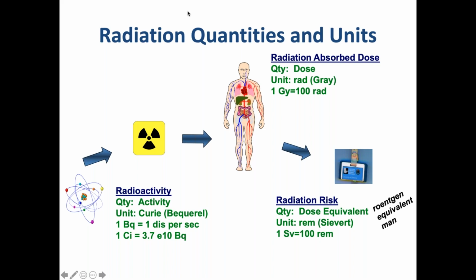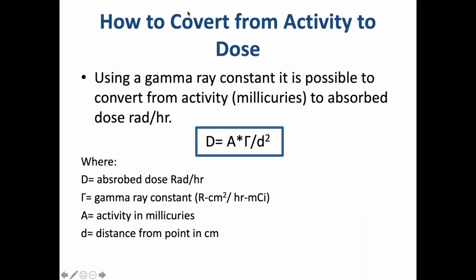So radiation quantities and units: measurement of just straight radioactivity, Curie and Becquerel; radiation absorbed dose, gray or rad, where 1 gray is equal to 100 rads; radiation risk or the effective dose of the type of radiation is either in rem or in sieverts, and 1 sievert equals 100 rem. Often you'll see the units for sieverts as millisieverts instead.